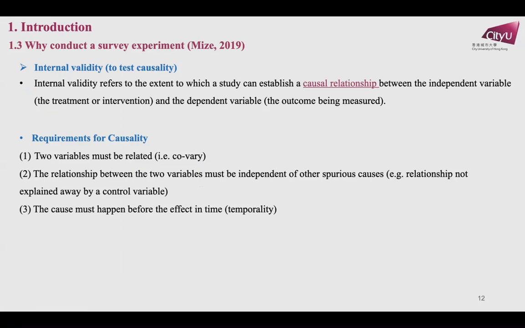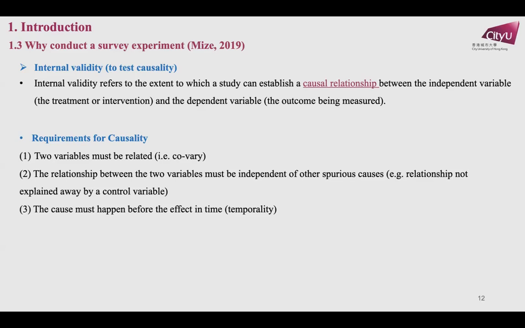Well, survey experiments may help to address these limitations through the establishment of internal validity, which is one of the most distinct advantages of survey experiments compared to conventional survey research. Internal validity refers to the extent to which a study can establish a causal relationship between the independent variable and the dependent variable. There are usually three requirements for causality.